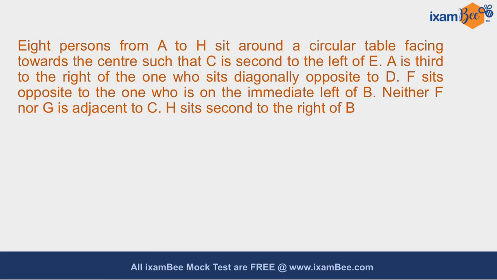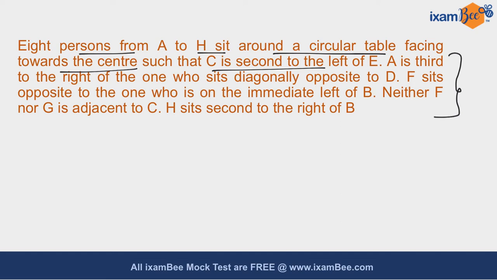In the next question, it is given to you that 8 persons from A to H are sitting around a circular table facing towards the center such that C is second to the left of E. Some more directions are also given to you. You have to comprehend these directions and draw your final diagram in order to find your answers. So let us comprehend statement by statement and try to solve this particular question.